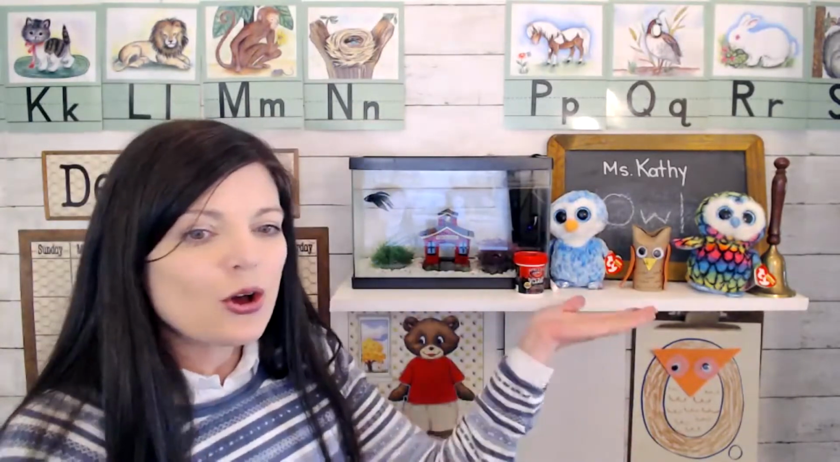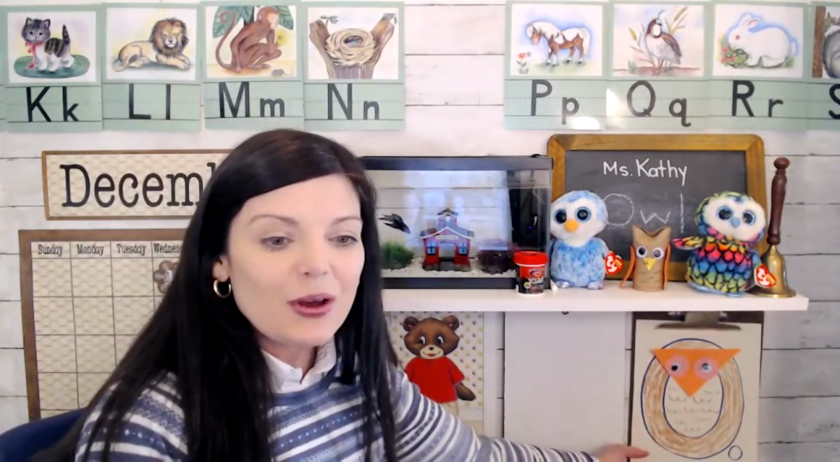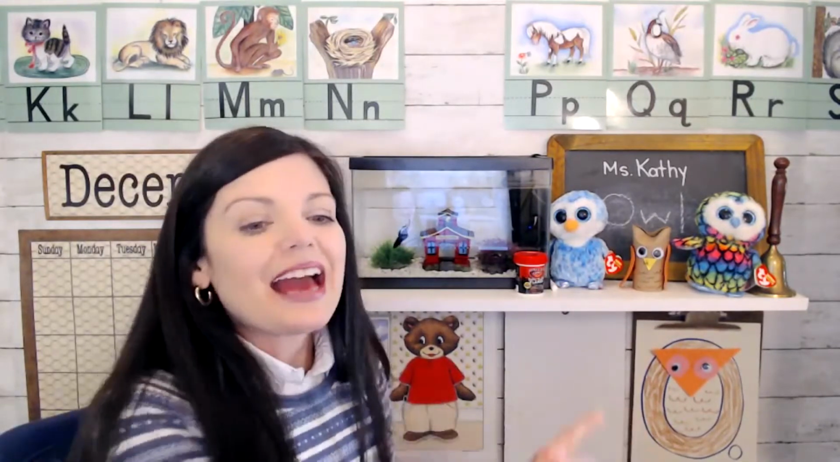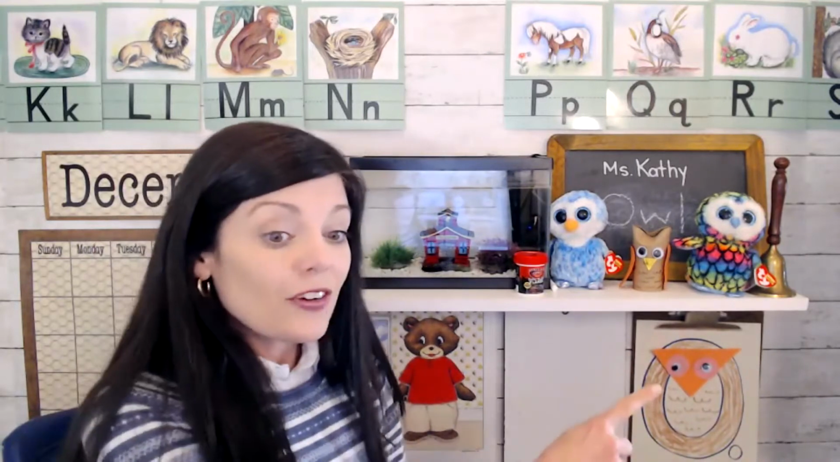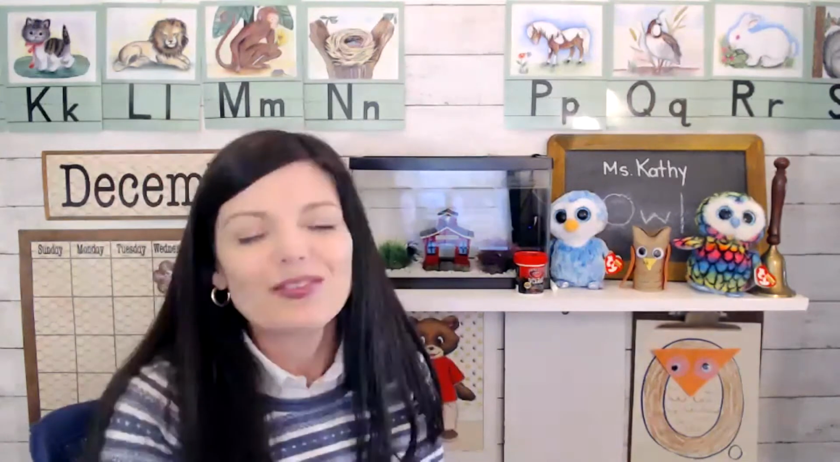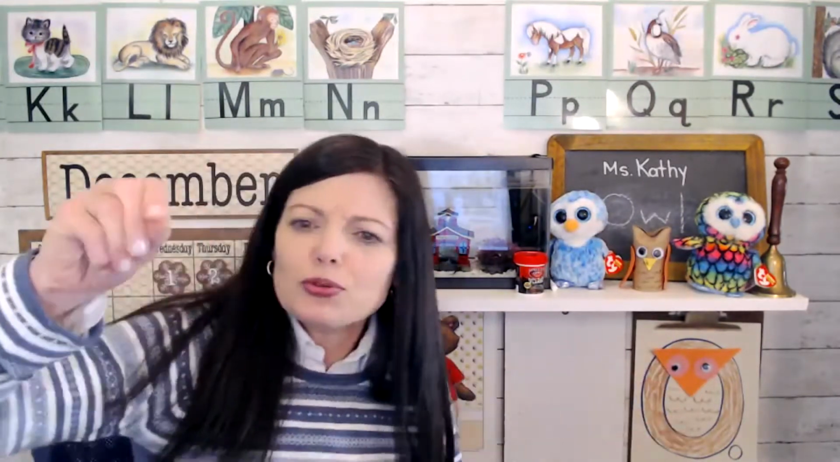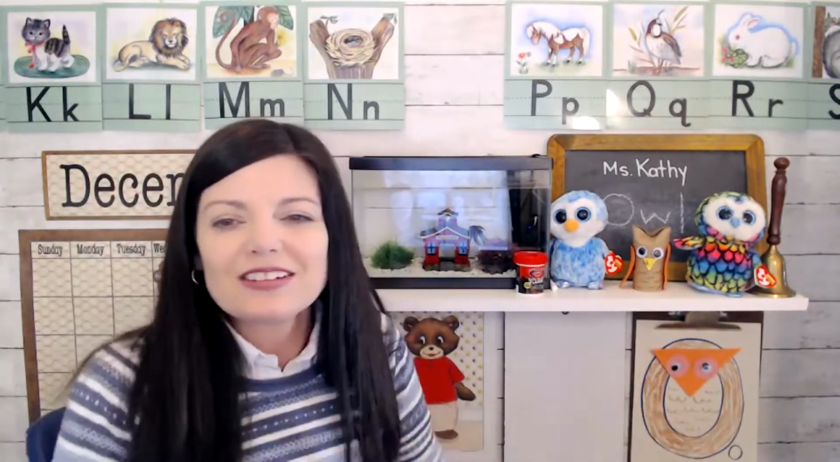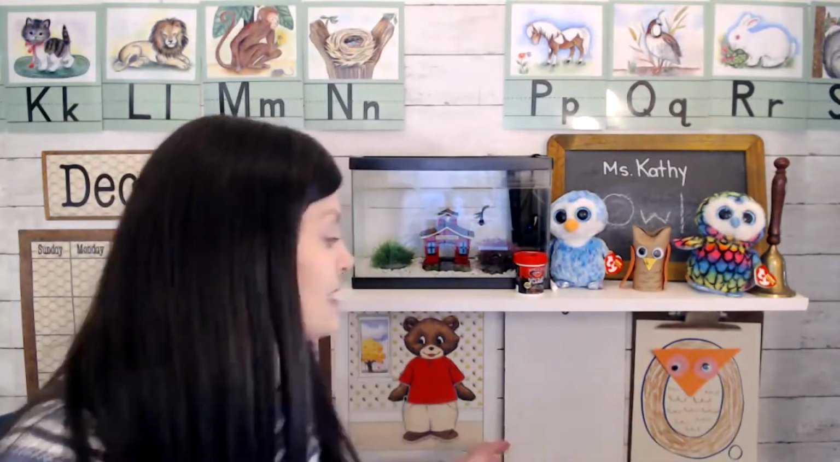Today we're learning that O is for owl. And so I decorated my letter O to look like an owl. I just colored it brown and then I added a triangle for the head and some eyes right here on the face. And then I just added some W shapes right here in the middle to look like some fluffy feathers.